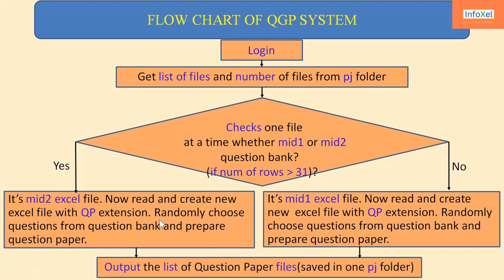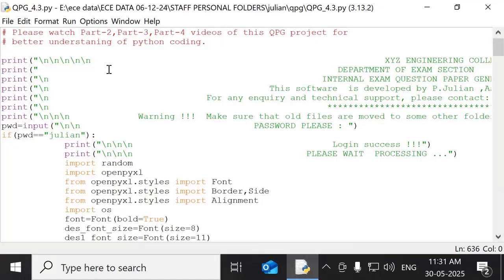After that, output the list of question paper files. All question paper files are saved in one PJ folder that we saw. Now we have come to the Python coding part of the QPG system. Please watch the part 2, part 3, part 4 videos of this QPG project for better understanding of the Python coding. In part 2, part 3 and part 4 we have explained some of the modules in detail. And I am going to give an overview of this Python coding.